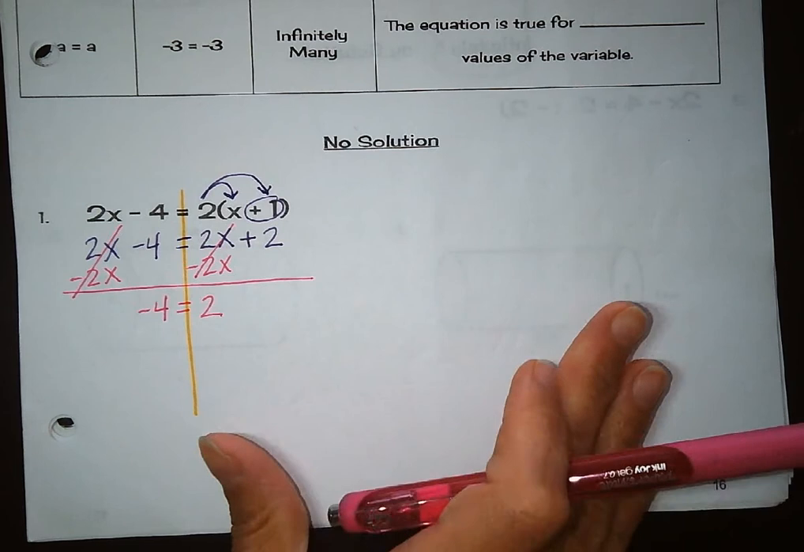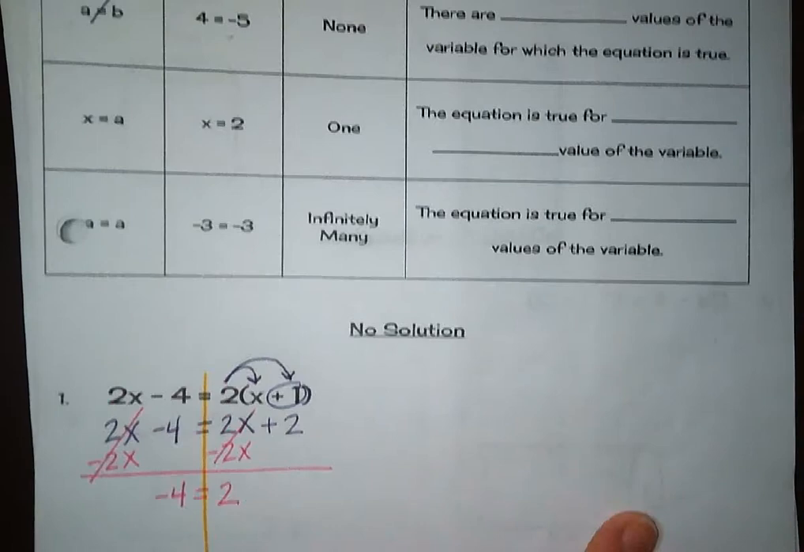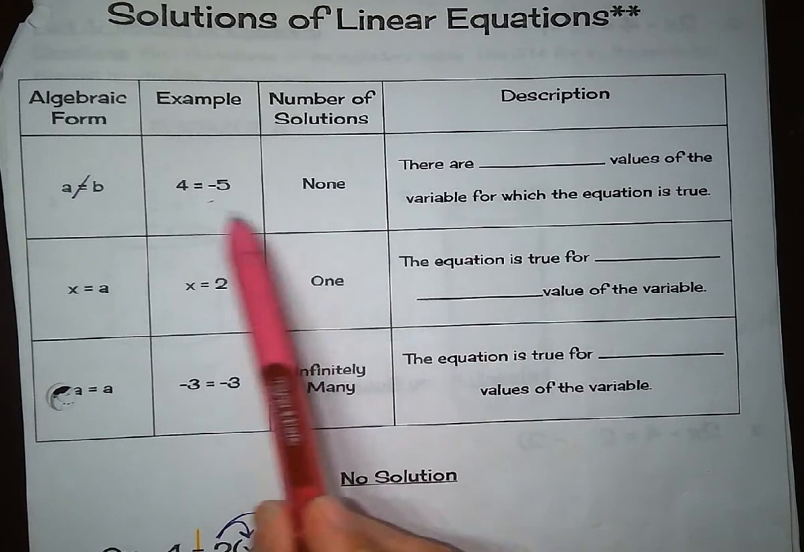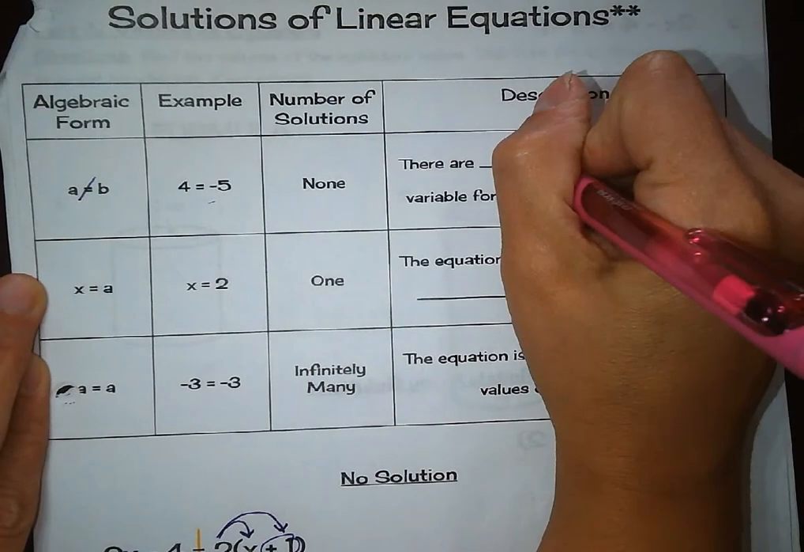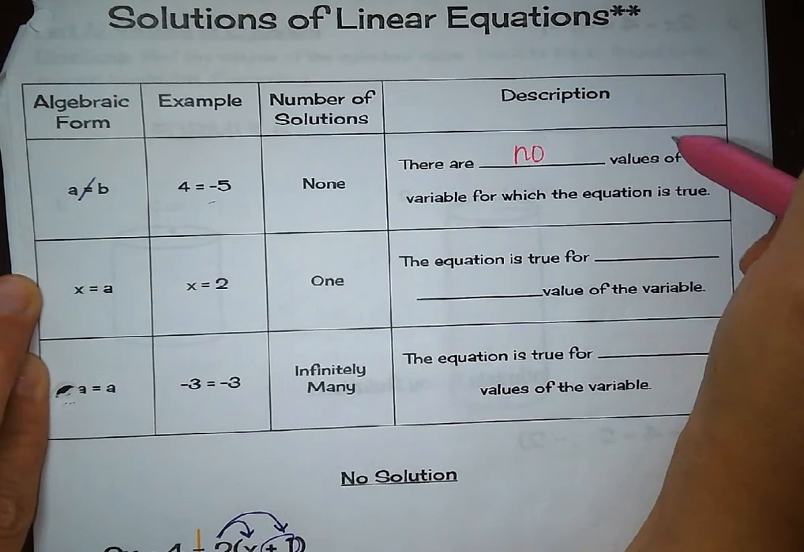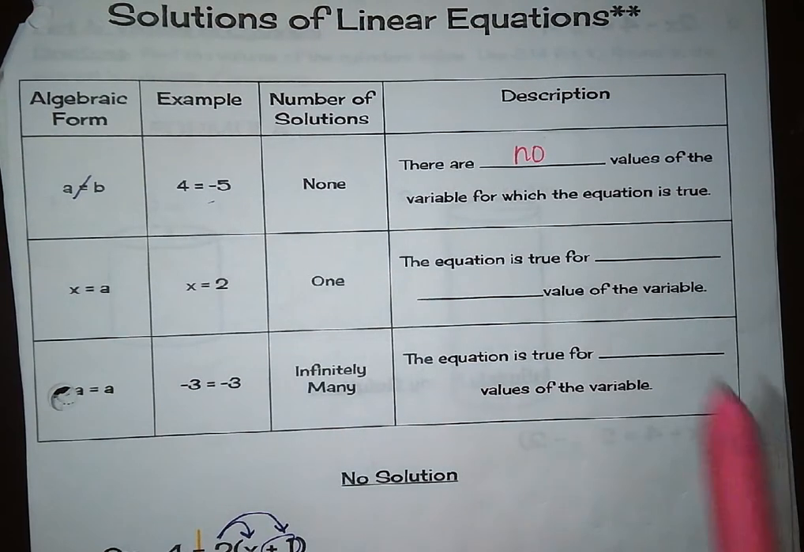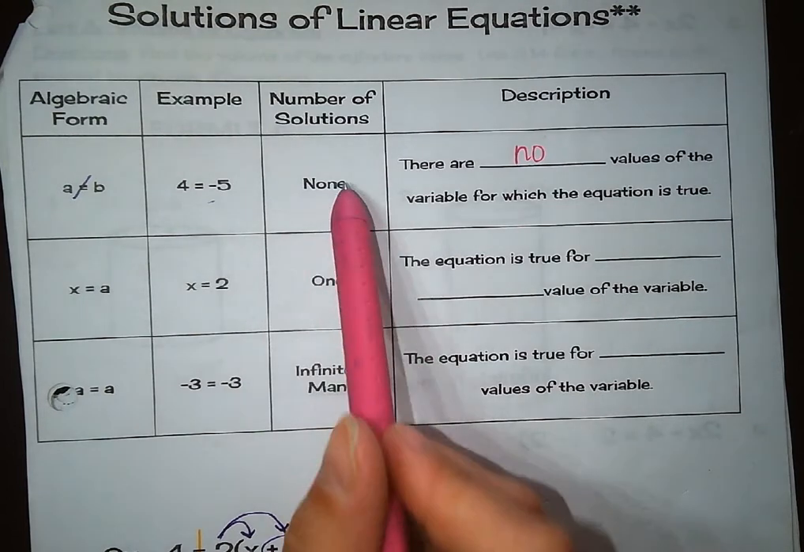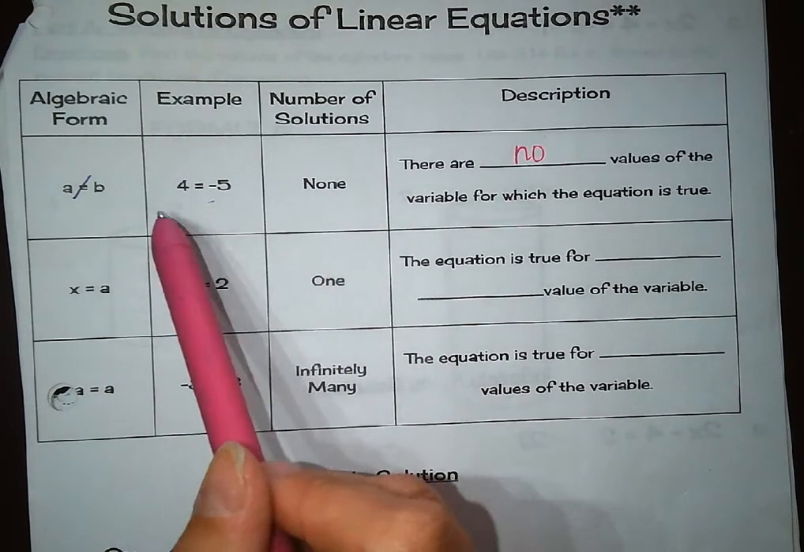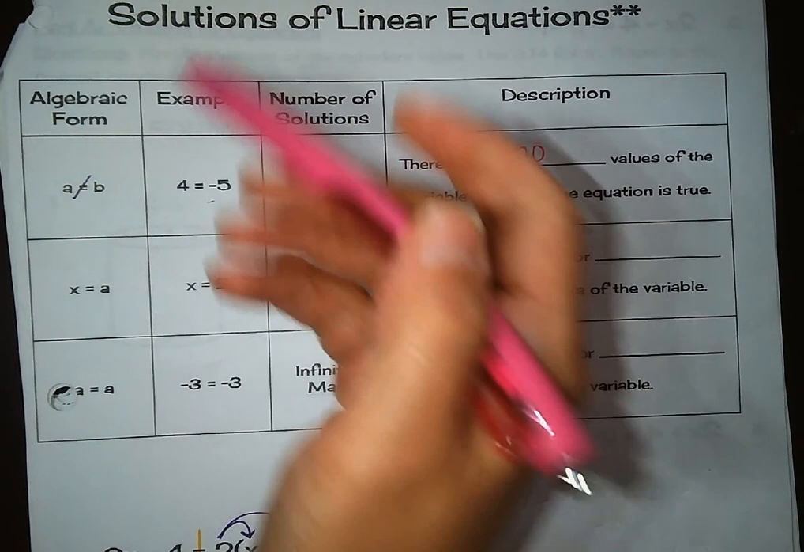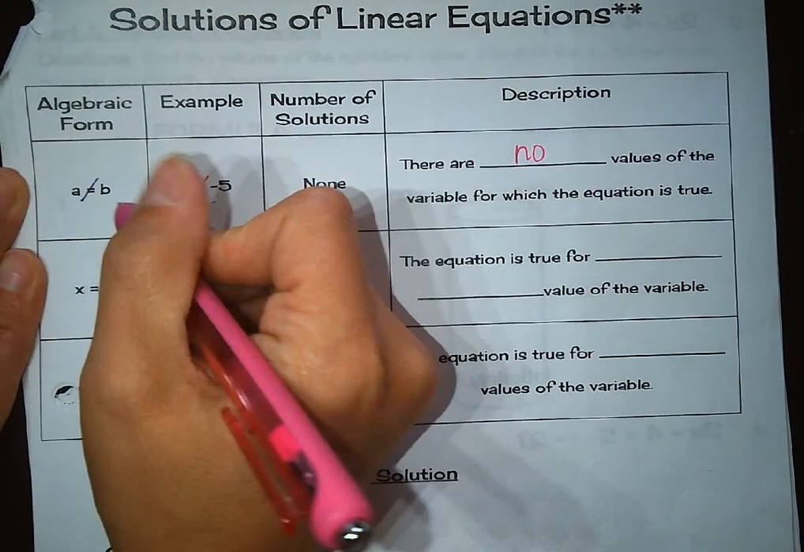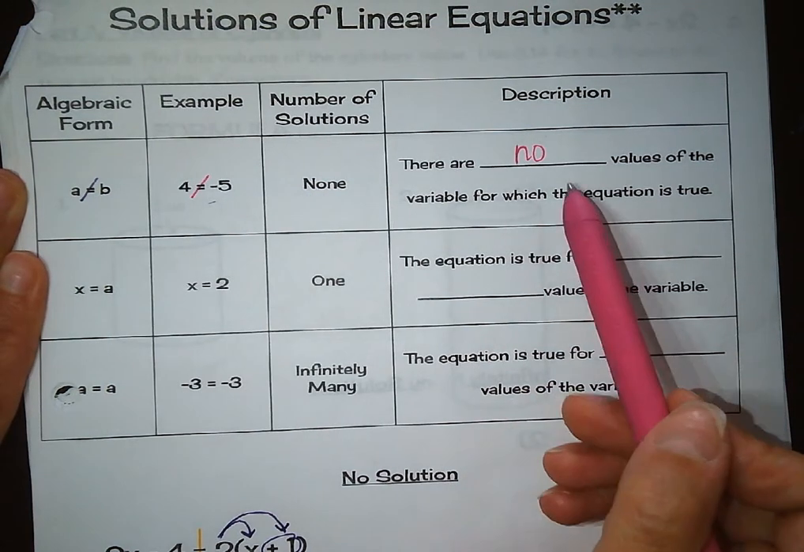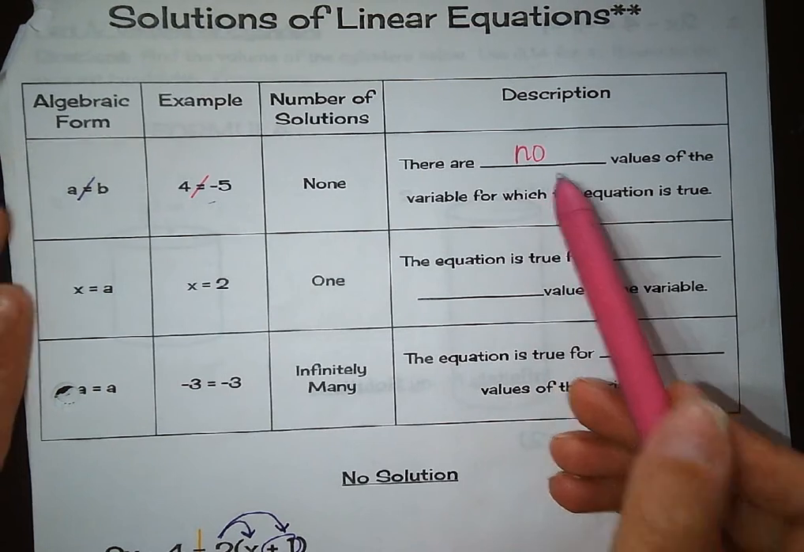So we're going to go back up to our definitions. Our very first one is no solution, and that means that there are no values of the variable for which the equation is true, which means my number of solutions is none. There aren't any available, and my example is 4 equaling 5. Well, 4 does not equal 5. Algebraically, it looks like a does not equal b. They do not equal each other, so that means there would be no solution. So now let's flip to problem number 2.